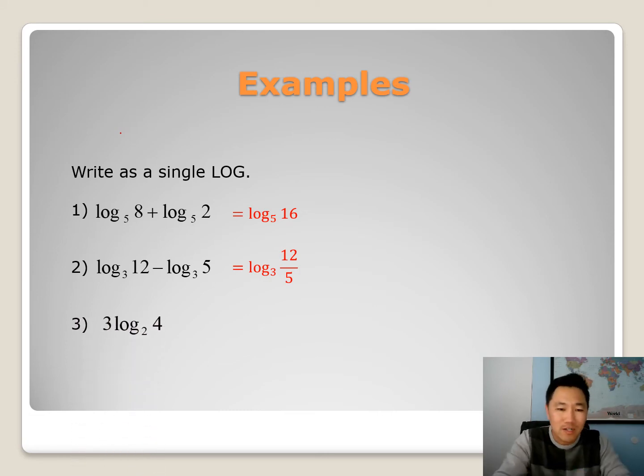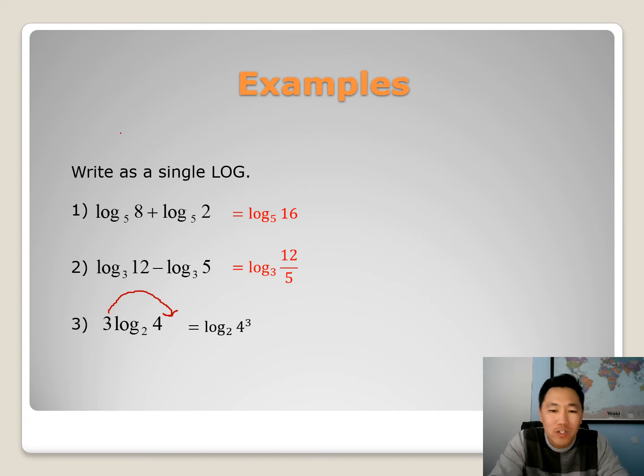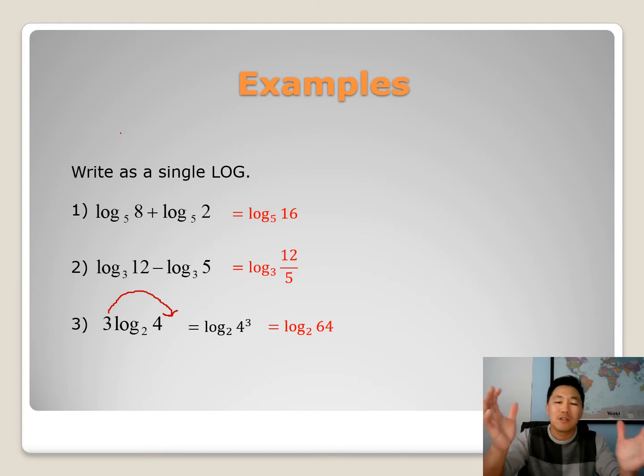And then this last one, you have 3 times log base 2 of 4. It doesn't save any logs when you change this, but all you've got to do is bring that 3 to the exponent, which is log base 2 of 4 to the third, and then you evaluate 4 to the third power, and then you get log base 2 of 64. All right, so that's just simplifying some logs, and that last one actually simplifies a little bit more, but we'll get into that in a little bit.